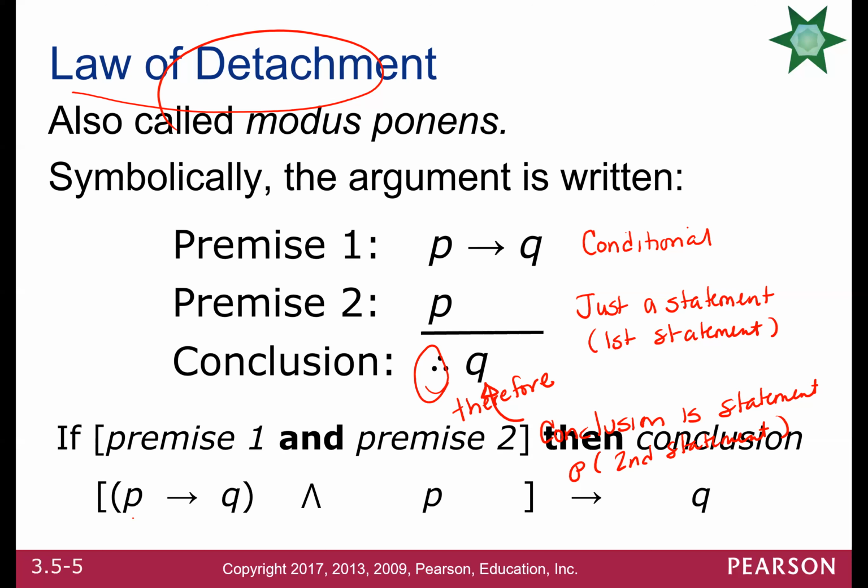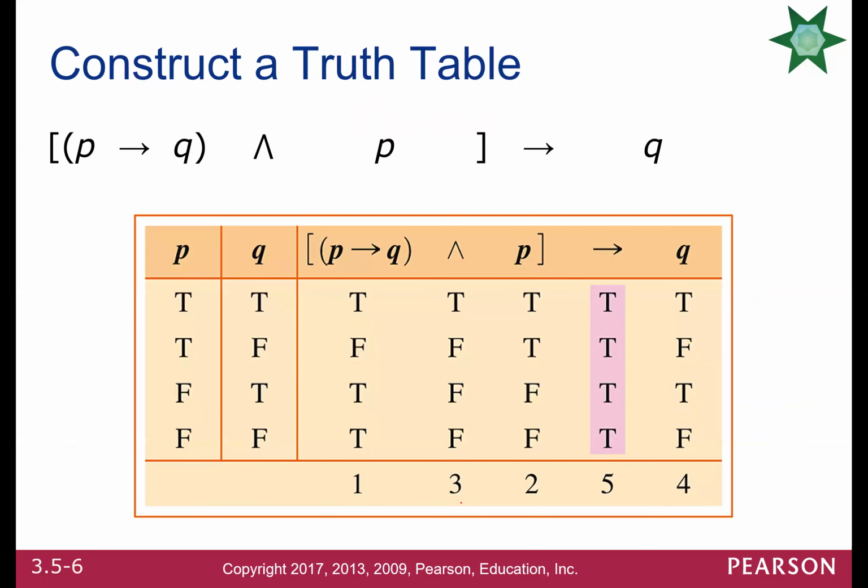Okay, let's construct a truth table for this symbolic argument: if P then Q, and P, then Q. The truth table will be as follows. We have 4 cases, P and Q. P can be true, true, false, false. Q can be true, false, true, false.